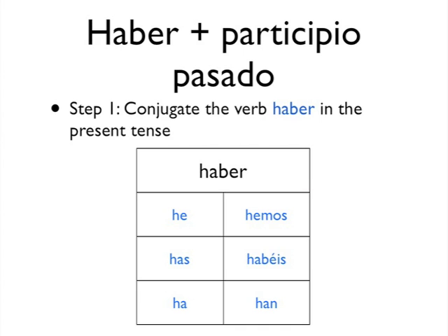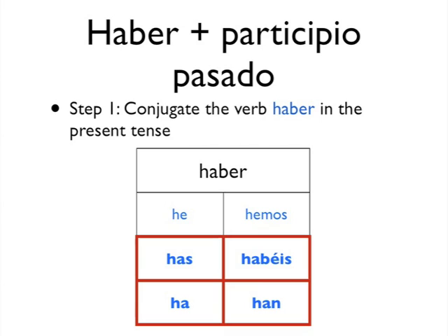You can sort of remember that the top 2 conjugations, the ones that include me, I, yo, or nosotros, nosotras, use the letter E in their conjugations. E for yo, hemos for nosotros. So the conjugations with me use the letter E. All of the rest use the letter A. Tú, has, él o ella o usted, ha. Vosotros o vosotras, habéis. Ellos o ellas o ustedes, han.